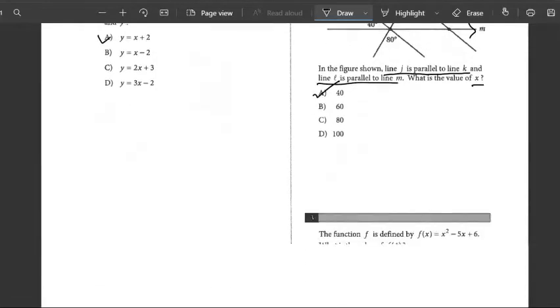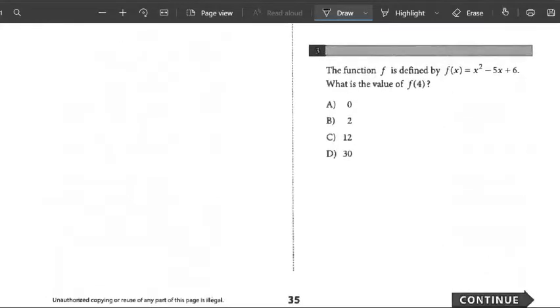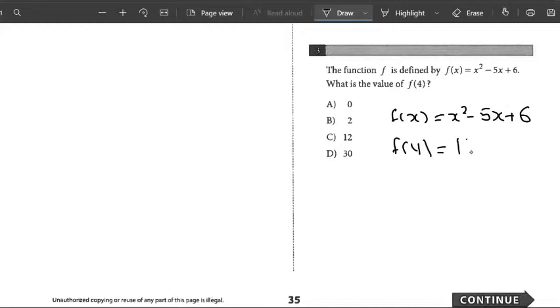Let's move on to the third question. The function f is defined by f of x is equal to x square minus 5x plus 6. What is the value of f of 4? So let's write f of x is equal to x square minus 5x plus 6. F of 4 is equal to 4 square, which is 16, minus 5 into 4, 20, plus 6. This is equal to 2. So 3 is B.